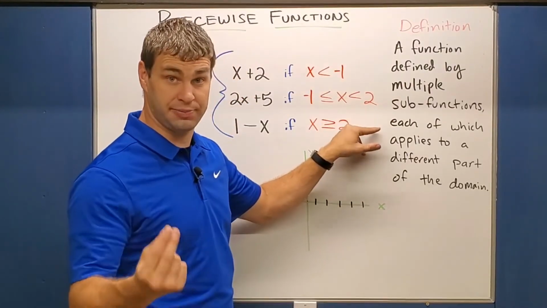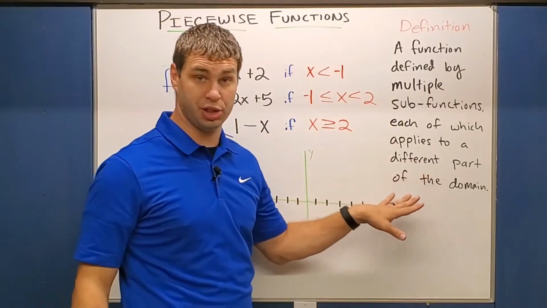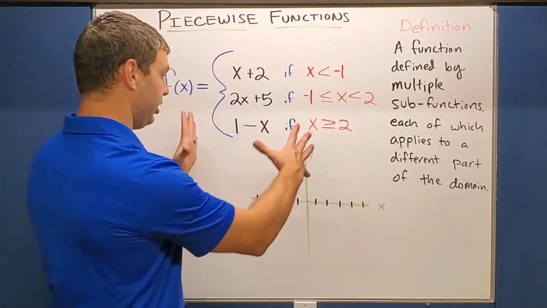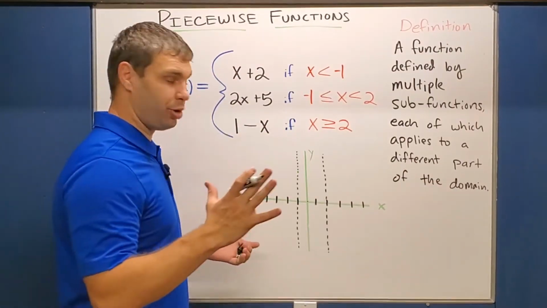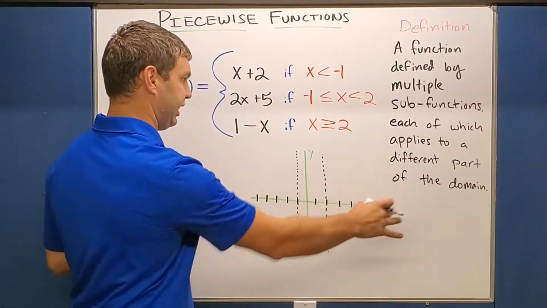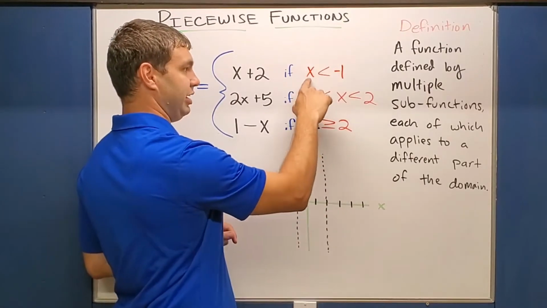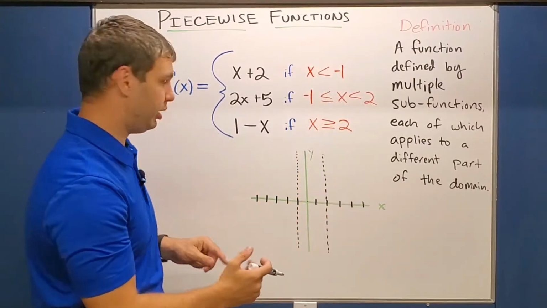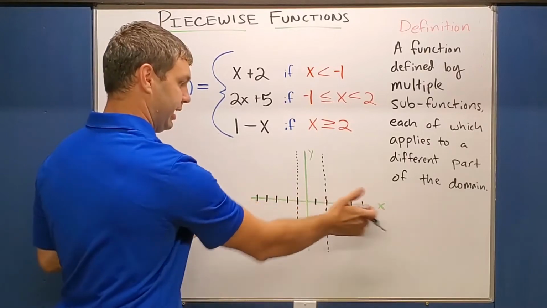The definition of a piecewise function is a function defined by multiple subfunctions, each of which applies to a different part of the domain. So, for example, in this one, the domain is going to look like this. I've broken my domain up into these 3 different sections because it says when x is less than -1, so I need everything less than -1 for my x values.